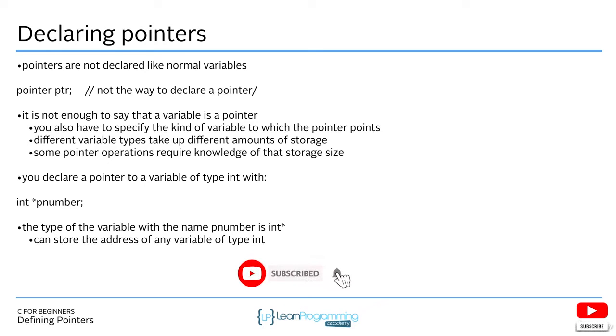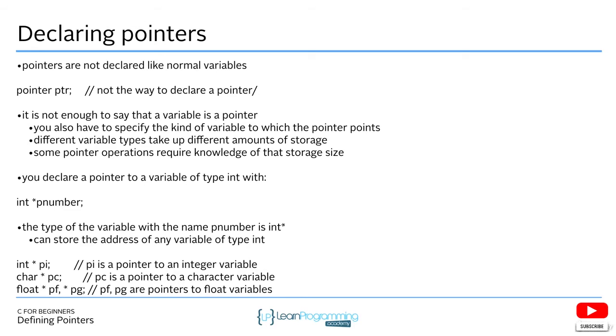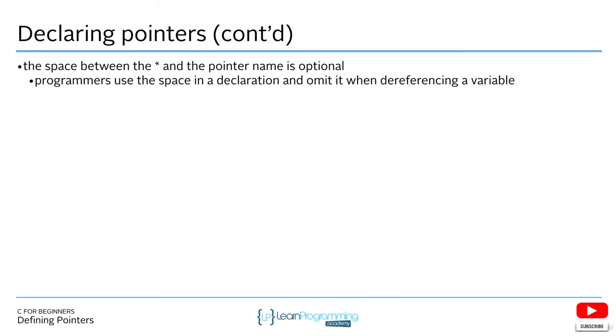Right? A pointer stores addresses. So if you're going to store the address of another variable, that variable has to be defined as an integer type. So here, pi is pointing to an integer variable. Char star pc is pointing to a character variable. Float star pf and star pg are pointers to float variables. That's how you're defining them. Types matter.